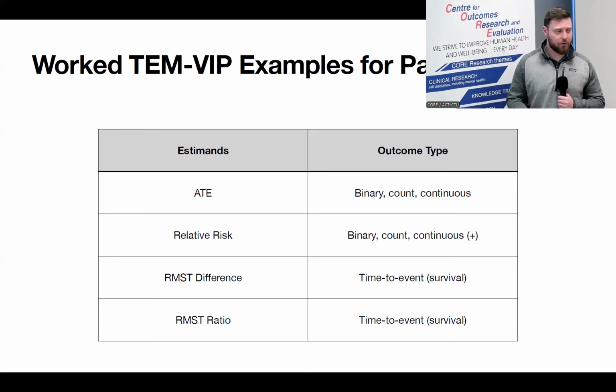We worked through this algorithm and provided some examples. We provided the estimates for the ATE like we had in the past, but also for the relative risk, the RMST difference, and the RMST ratio. All these estimates are useful for different outcome types, ranging from binary, counting, and continuous to time to event.